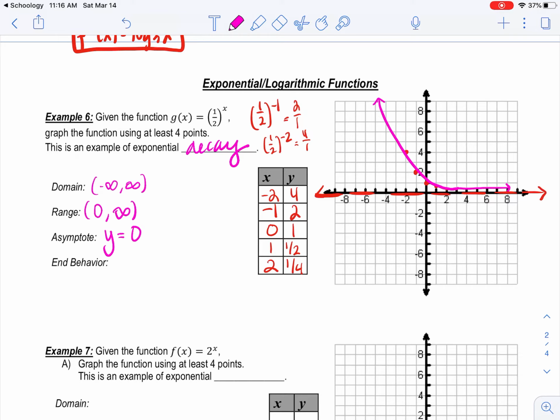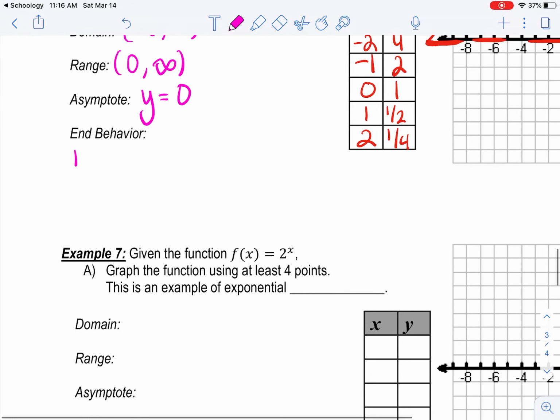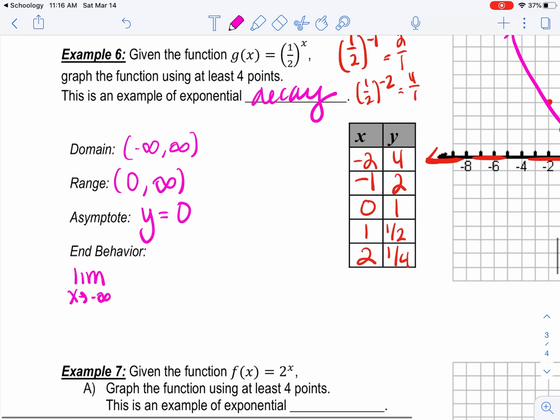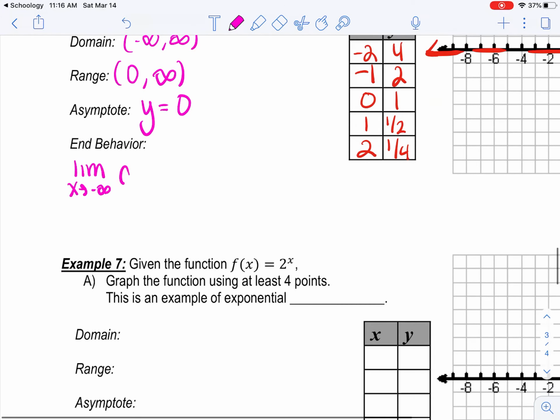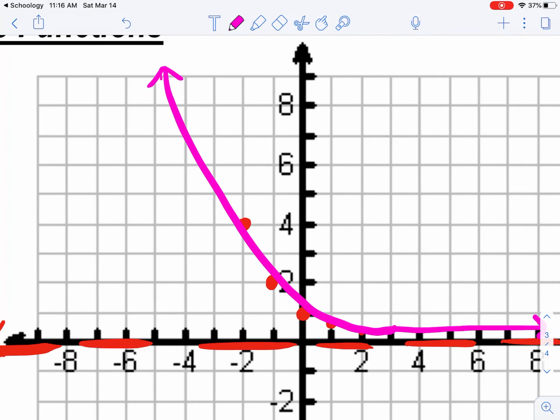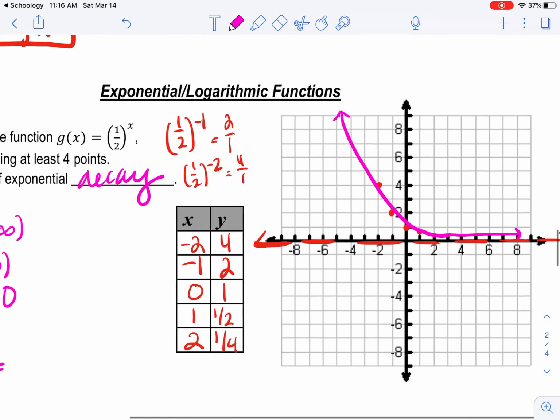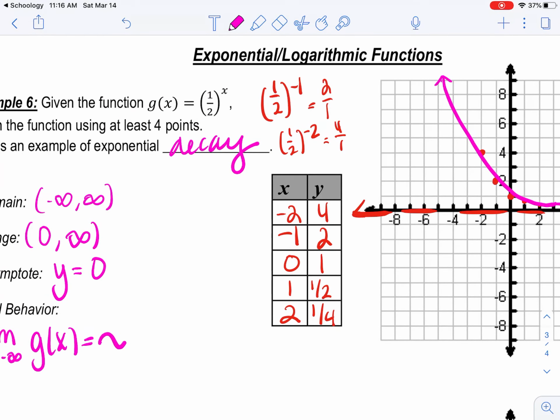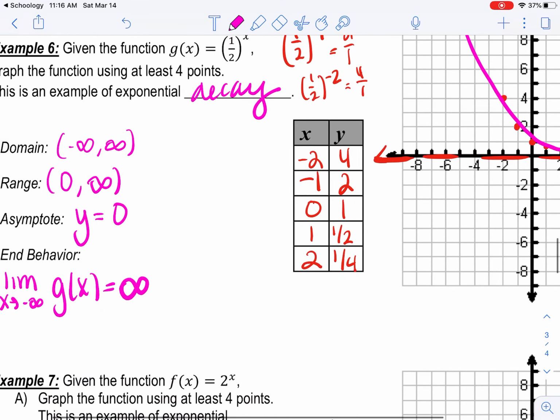And then for our end behavior, remember we write end behavior in limit notation. So the limit as x approaches negative infinity of our function, which is named g of x, is equal to... If we look at the left-hand side behavior of our graph, as our x values are getting smaller, our y values are getting bigger. So they are approaching infinity.